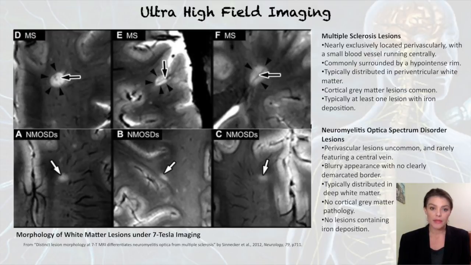This has particular application for differential diagnosis of neuromyelitis optica spectrum disorder, an inflammatory disorder of the central nervous system frequently conflated with MS. As you can see on the slide, brain imaging under ultra-high field reveals substantially differentiating features. In MS, plaques are almost exclusively distributed in the periventricular white matter, with a small vein through the centre and often featuring a hypointense rim. Uniquely, cortical grey matter lesions are common.